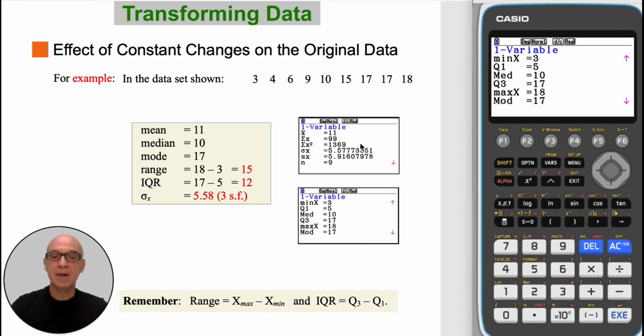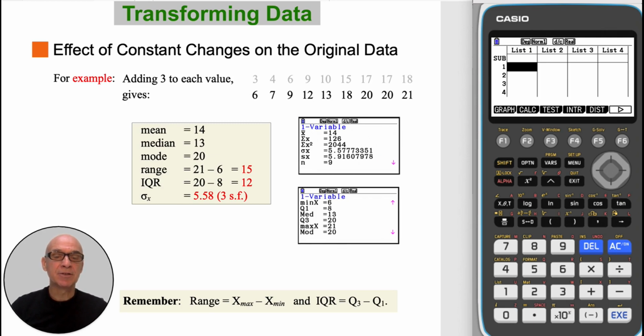The mean, x bar, is 11, the median is 10, and the mode is 17. The range, which is the maximum value, 18, minus the minimum value, 3, is 15. The interquartile range, which is the upper quartile, Q3, that's 17, minus the lower quartile, Q1, which is 5, is equal to 12, and the standard deviation, sigma x, is 5.58, correct to 3 significant figures.